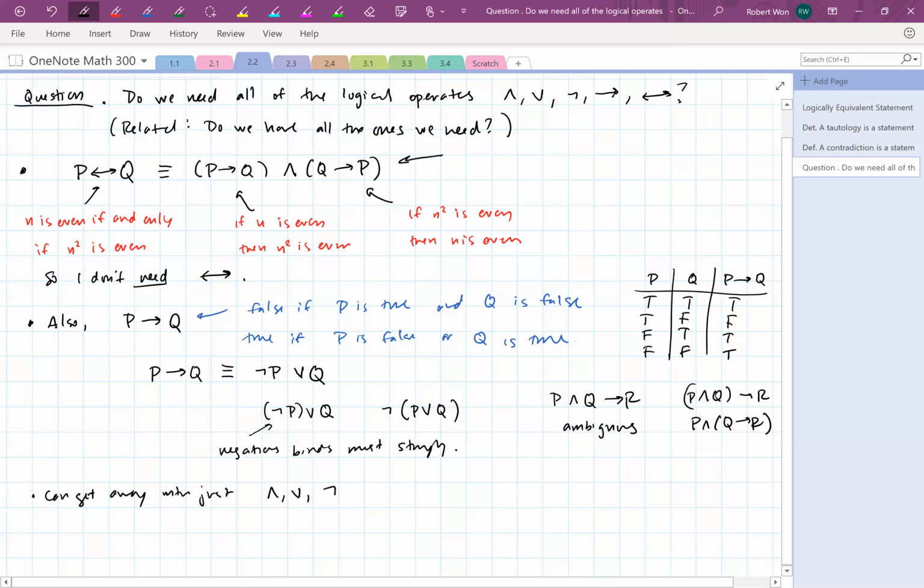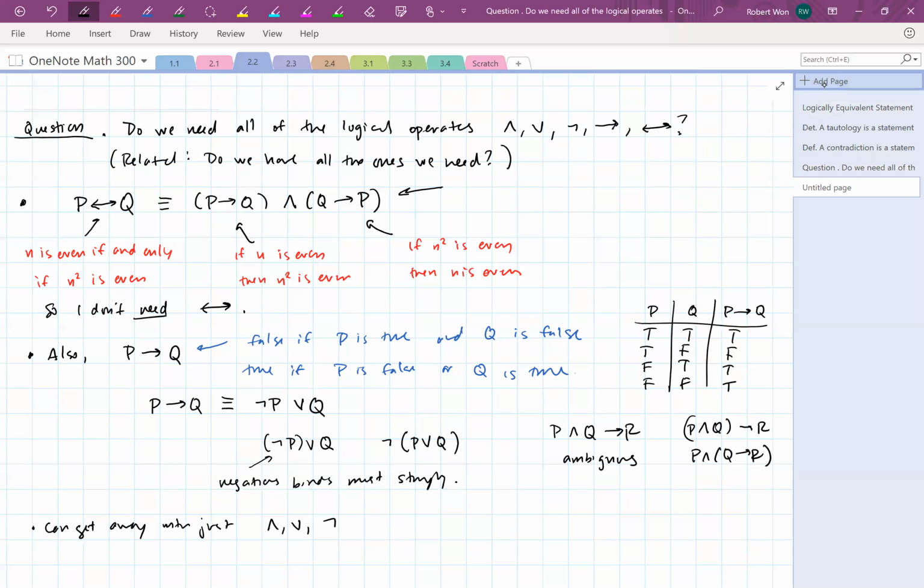In fact, we don't even need all of these three. It turns out that we can get and from or and not. Actually, we don't need and either. That means that I need to somehow figure out how to write down a statement that's logically equivalent to P and Q using only nots and ors. So this is a good exercise. I think you should try to do it.